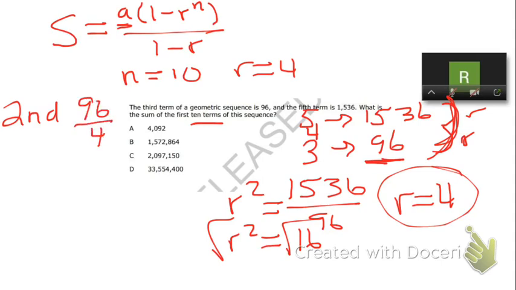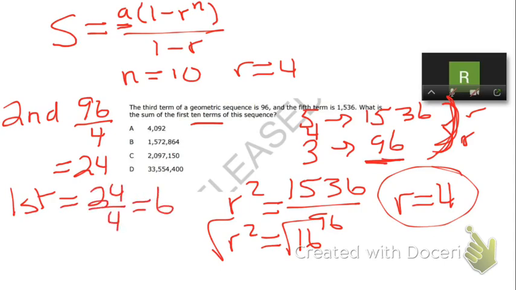So 4 goes in there. Let's see, 24 times? I think, yes, looks like it. All right, and then to get the first term, you take the last term, which is 24, and divide it by 4. That's going to give you 6. So now you got your first term, your number of terms, and your r. You plug it into that formula and figure out the answer.